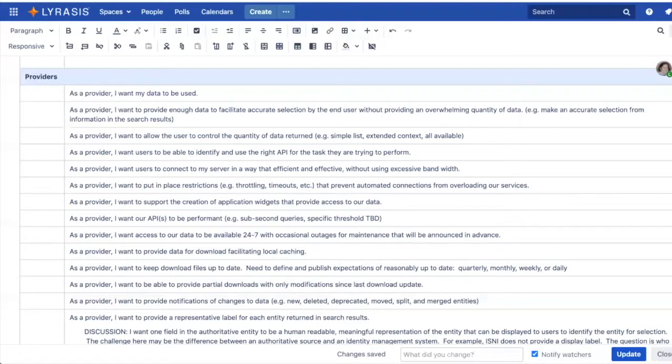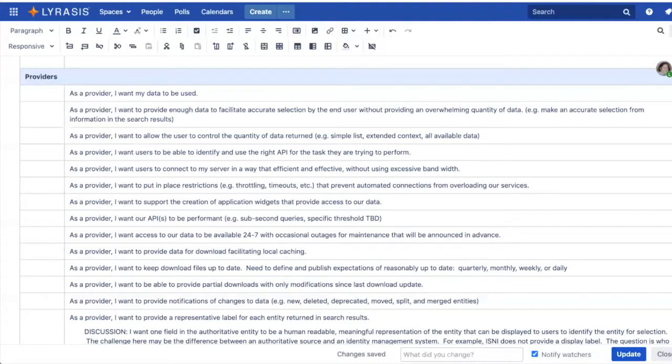So does this capture that? As a provider, I want to allow the user to control the quantity of data returned, and then I give the examples: simple list, extended context, all available. Sounds good.